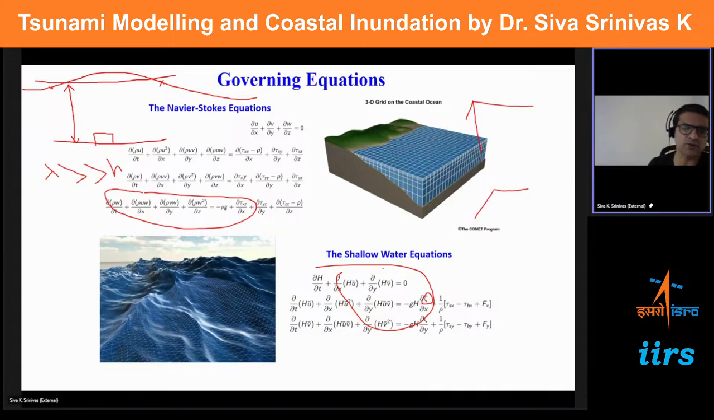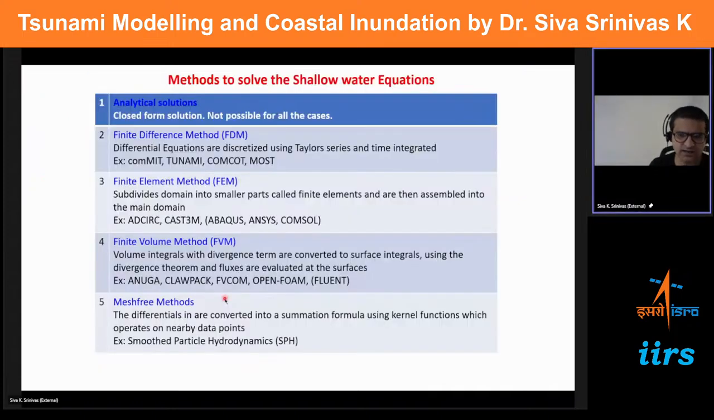Now I have to get the solution for this. How am I going to get it? Three possibilities: analytical solution, experimental analysis, numerical methods. It is known that a tsunami is a complex phenomenon, so an analytical solution is ruled out. It is not possible to have an analytical solution for this case because the solutions are quite complex. Experiment is also ruled out. It would be ridiculous to say that I will conduct an experiment in real time. So the only option is numerical methods.